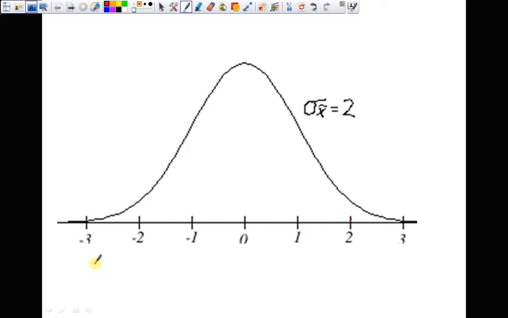So I'm going to do an estimate this time. This is 255. And I'm going to go to the left and the right. That's a plus or minus 2 standard deviations. Well, 2, and my standard deviation is 2.